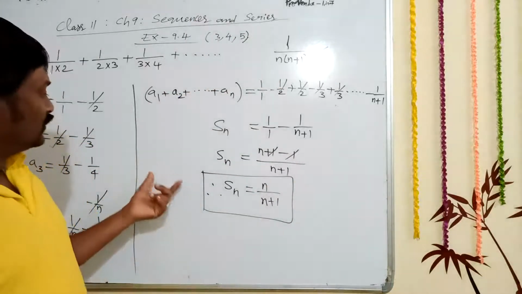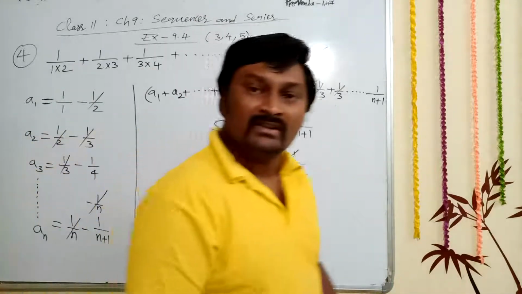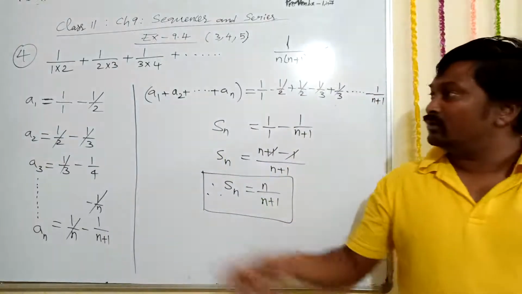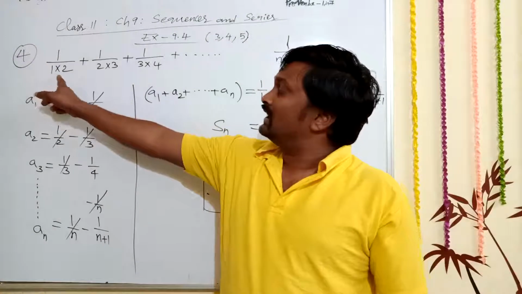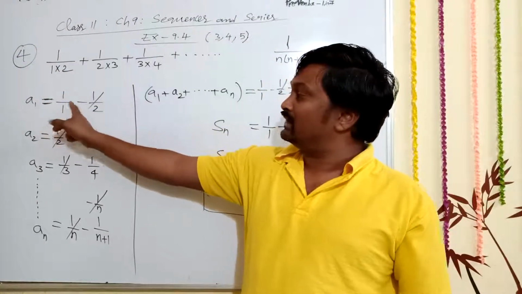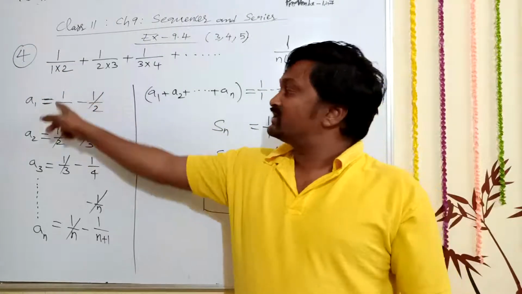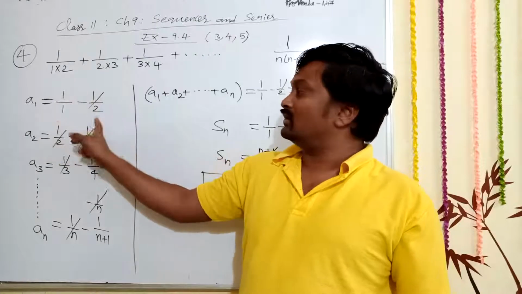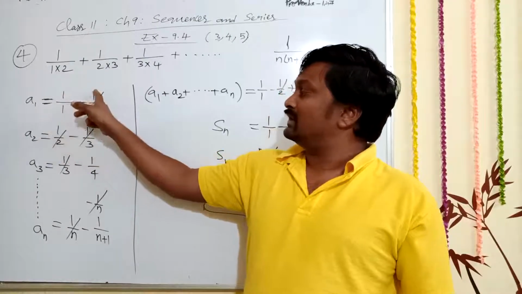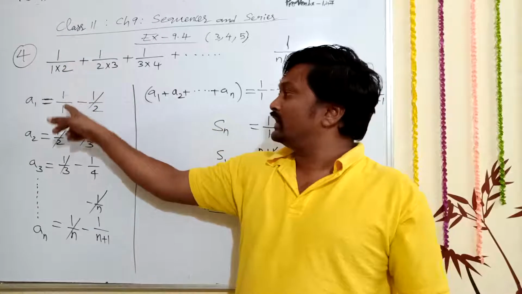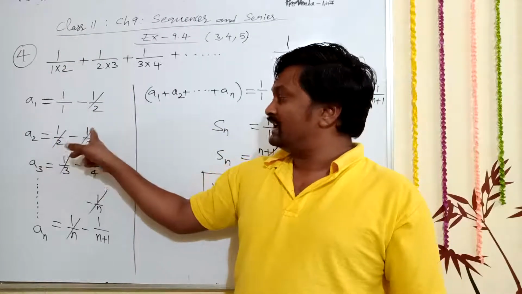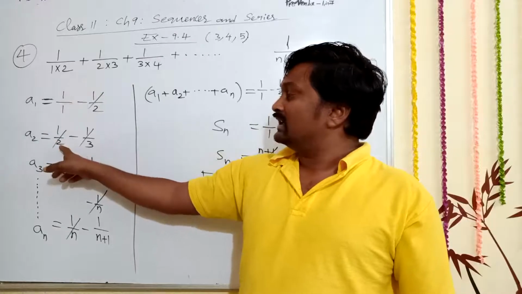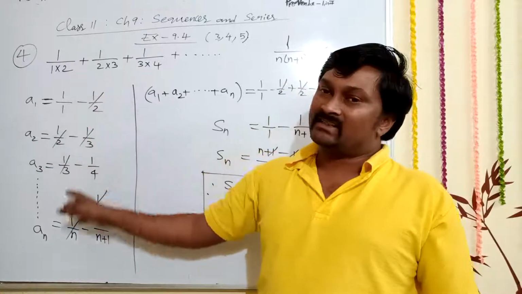I hope there is no doubt up to here. Is there anyone having any doubt in this? You can ask me. First, what I did: 1 upon 1 into 2, we wrote as 1 upon 1 minus 1 upon 2. Let's check whether this part is right or wrong. 2 ones are 2, 1 ones are 1. 2 minus 1, 1 you are going to get, then 1 into 2 is the LCM. Same method here: 3 minus 2 is nothing but 1, then 2 into 3, as it is, you are going to get.